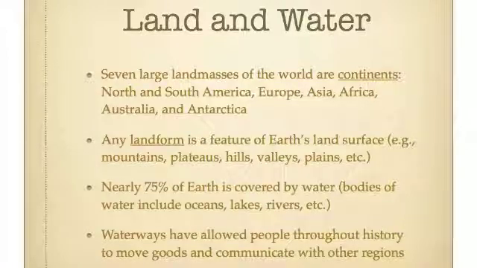And these are huge landforms, but they're not the only kinds of landforms. Any landform is a feature of Earth's land surface. Some examples are mountains, plateaus, valleys, plains. The other feature, obviously, is water. 75% of Earth is covered by water, and bodies of water include oceans, lakes, and rivers. And before we continue, let's just really stress how important water is. Throughout history, you'll see that waterways are extremely, extremely important. They've allowed people throughout history, civilizations throughout history, to move goods and communicate with other regions.